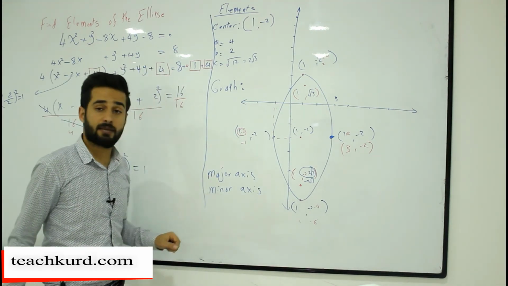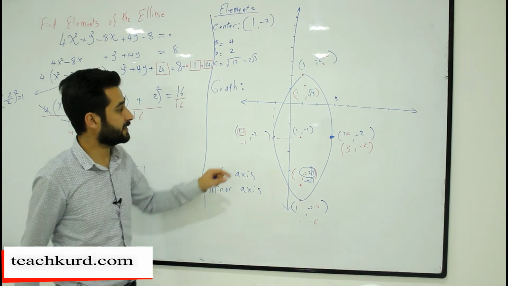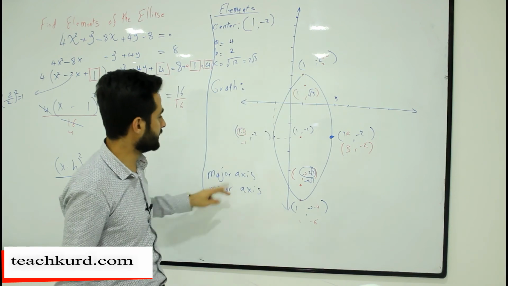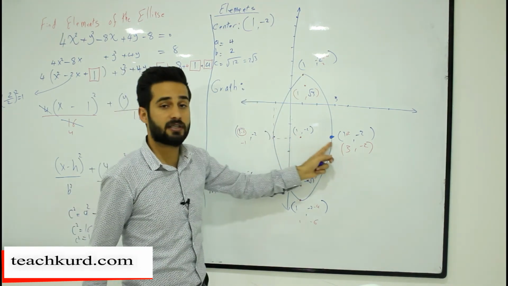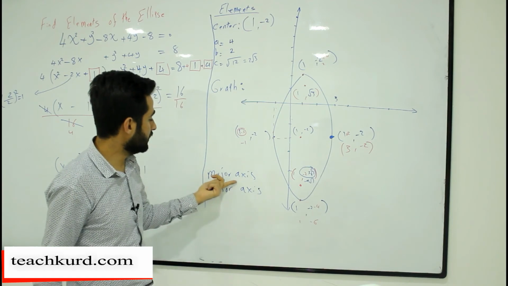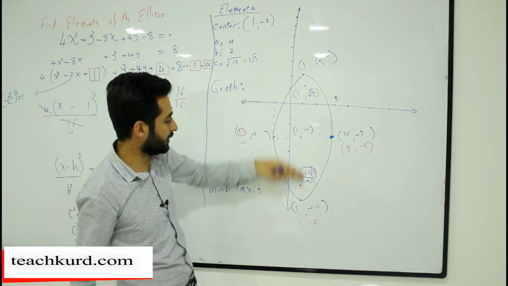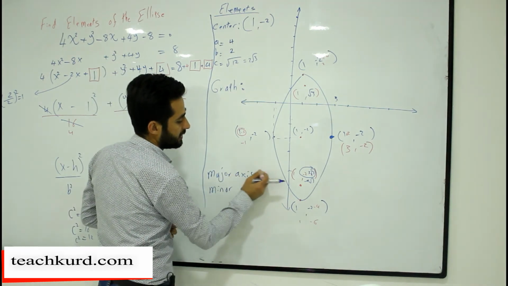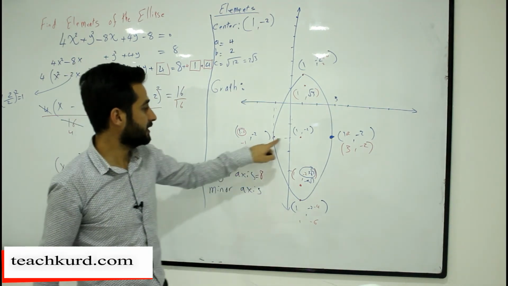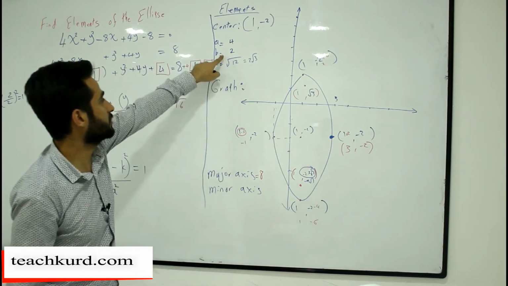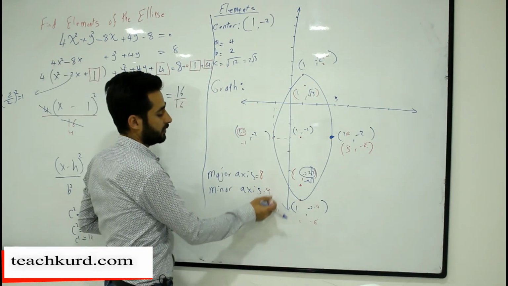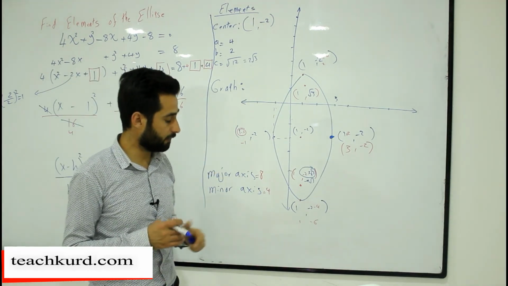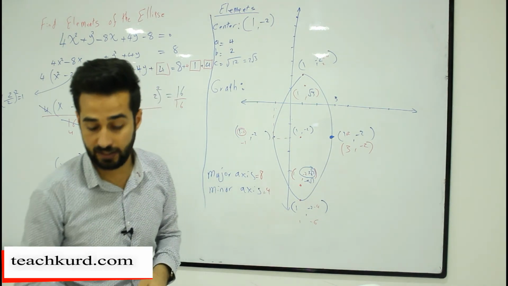Those two, major axis and minor axis, guys. Major axis is the distance between the vertices, and the minor axis is the distance between the secondary vertices. So major axis is equal to 2a, 2 multiplied by a, which is 4, so it is equal to 8. The minor axis is 2 multiplied by b, which is 2 multiplied by 2, so it is equal to 4. Those are all the elements for this example.